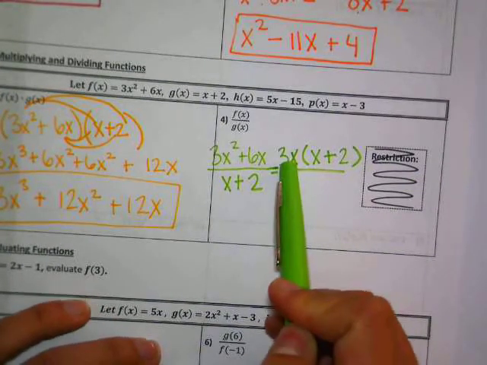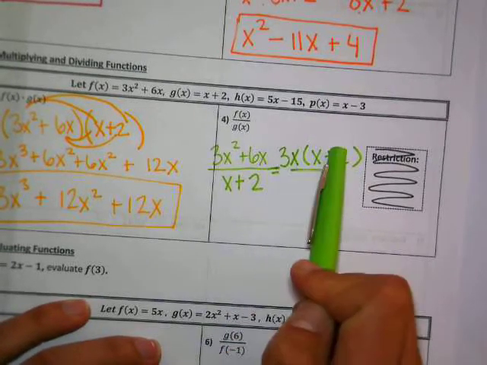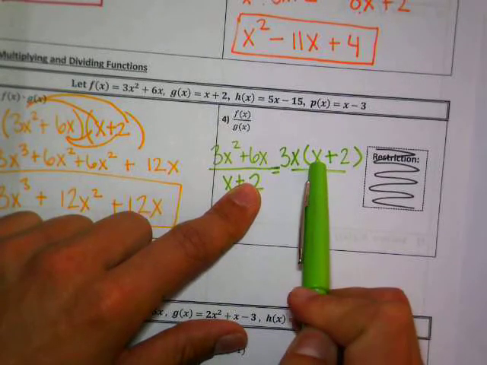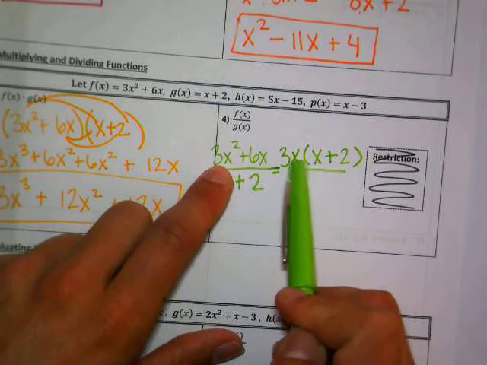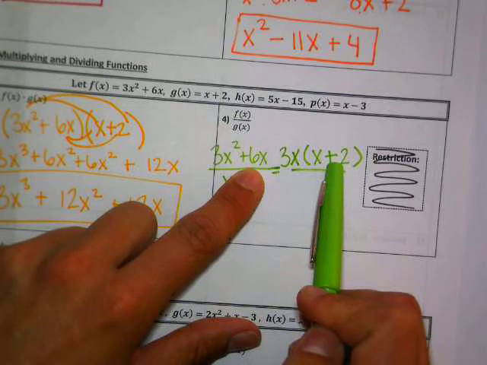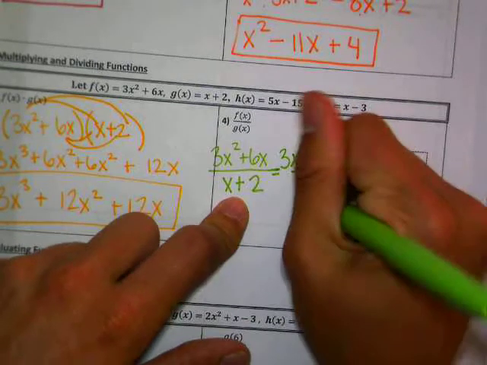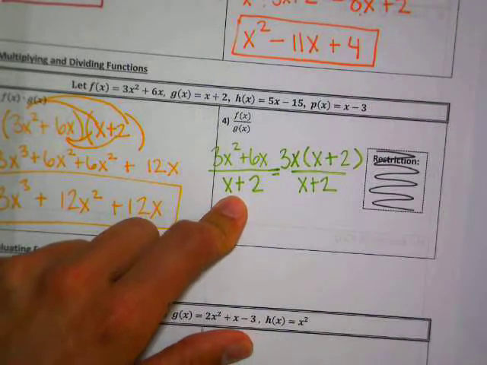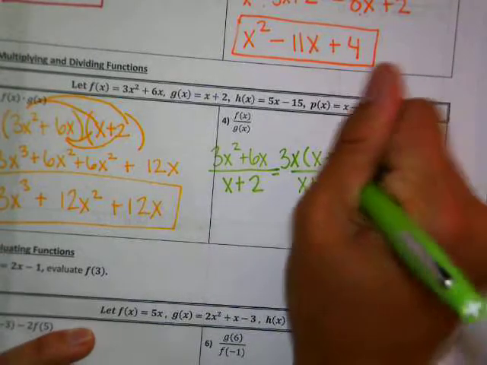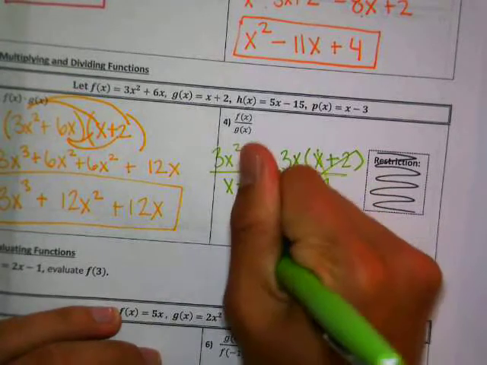So when you take out the 3x, if you were to distribute it back inside, you would end up with this. For example, 3x times x is what? 3x squared. 3x times 2, 6x. Does that make sense? So it's like the backwards of distributing. Okay, and then on the bottom I have an x plus 2. So what do you notice is the exact same on the top and the bottom? The x plus 2's. So you can cancel that out and you're left with 3x.